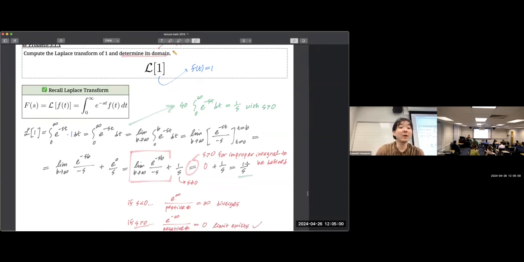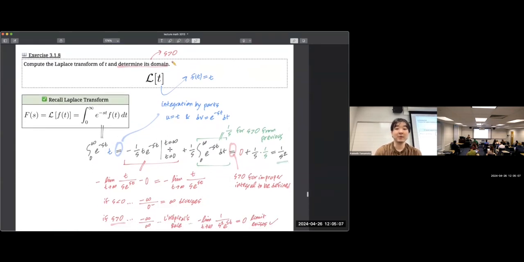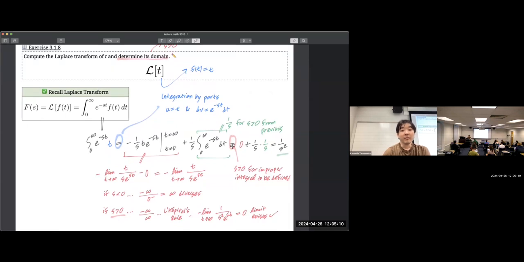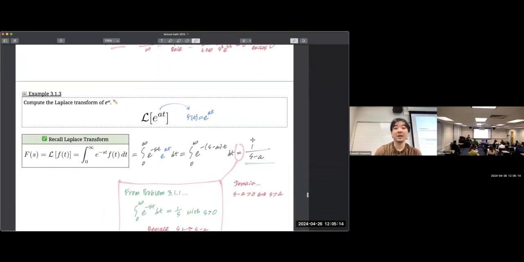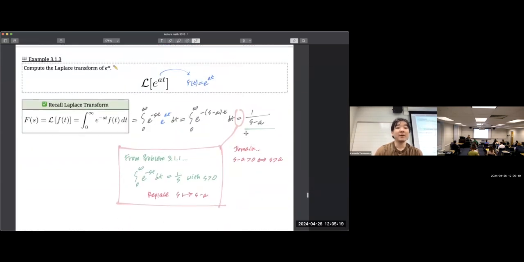So 1 over s is the Laplace transform of 1, with s greater than 0. Otherwise it diverges, so it doesn't equal anything; it's just infinity. This one is the Laplace transform of t, and those are the only ones we actually did by hand. The rest we just reused. We saw that the integral of e^(-st) dt was 1 over s with s greater than 0. So for the Laplace transform of e^(at), it's the same as 1 over s, but with s replaced by s minus a.